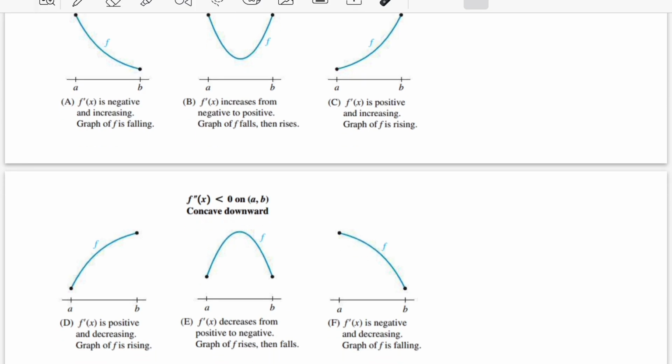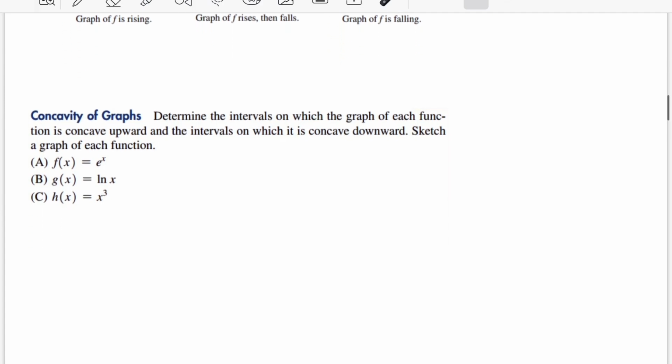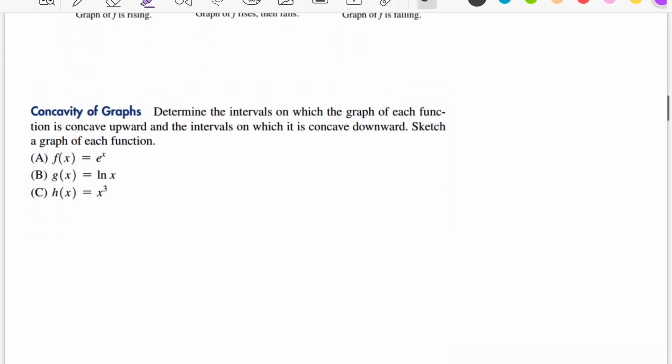All right. So let's look at this example here. What we want to do is determine the intervals on which the graph of each function is concave upwards and where it's concave downwards. So this tells us if we want to look at the concavity, we're going to need to find and determine the sign of the second derivative.